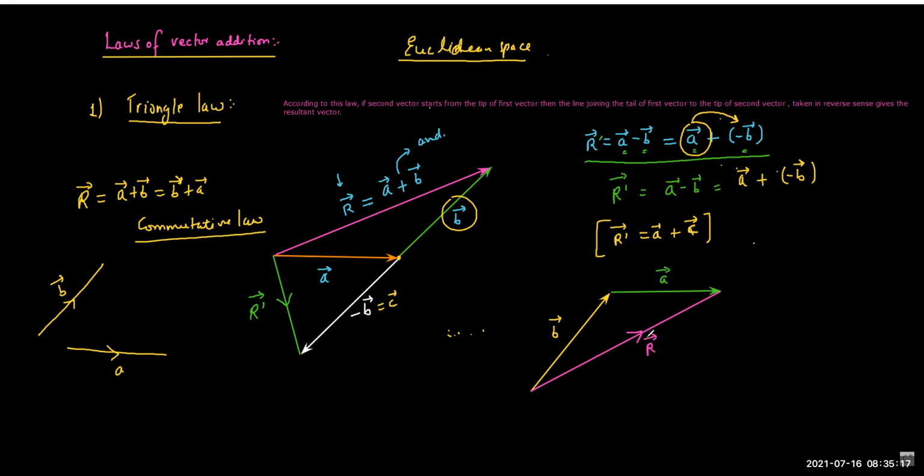So what you can see is that even if you reverse the process of addition, if you begin with B and continue with the same addition process, the end result turns out to be the same. So in space, the R in both cases will be similar. It's not going to be different. And that is why it is said that the addition of two vectors follows the commutative law.